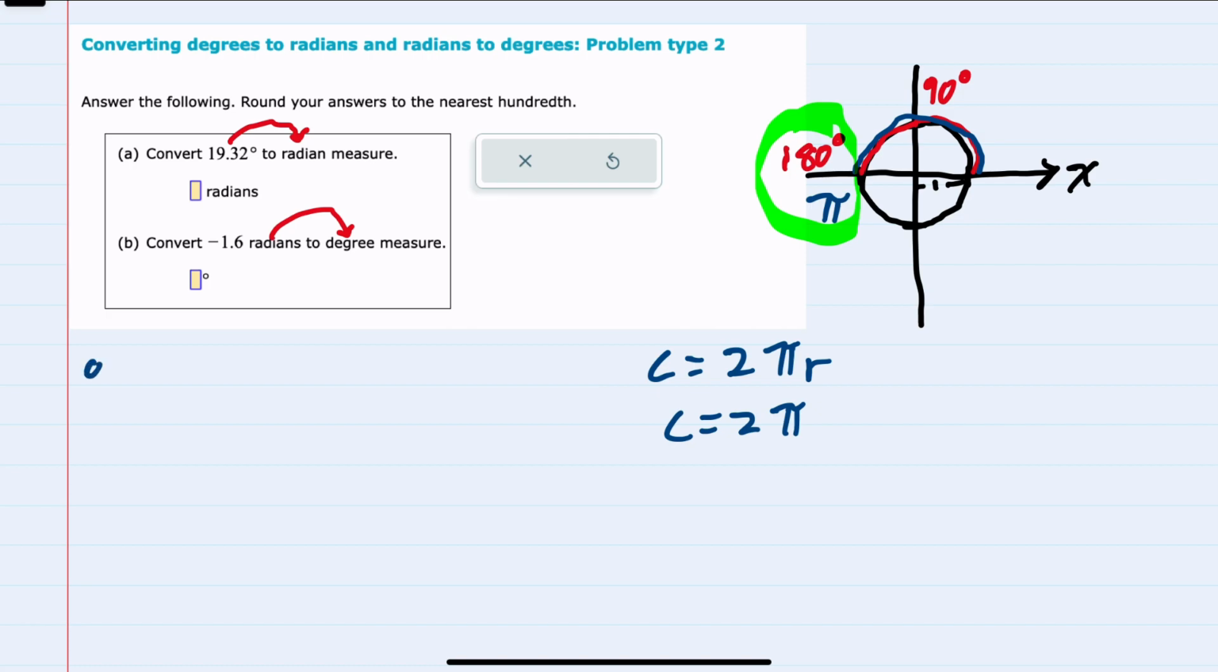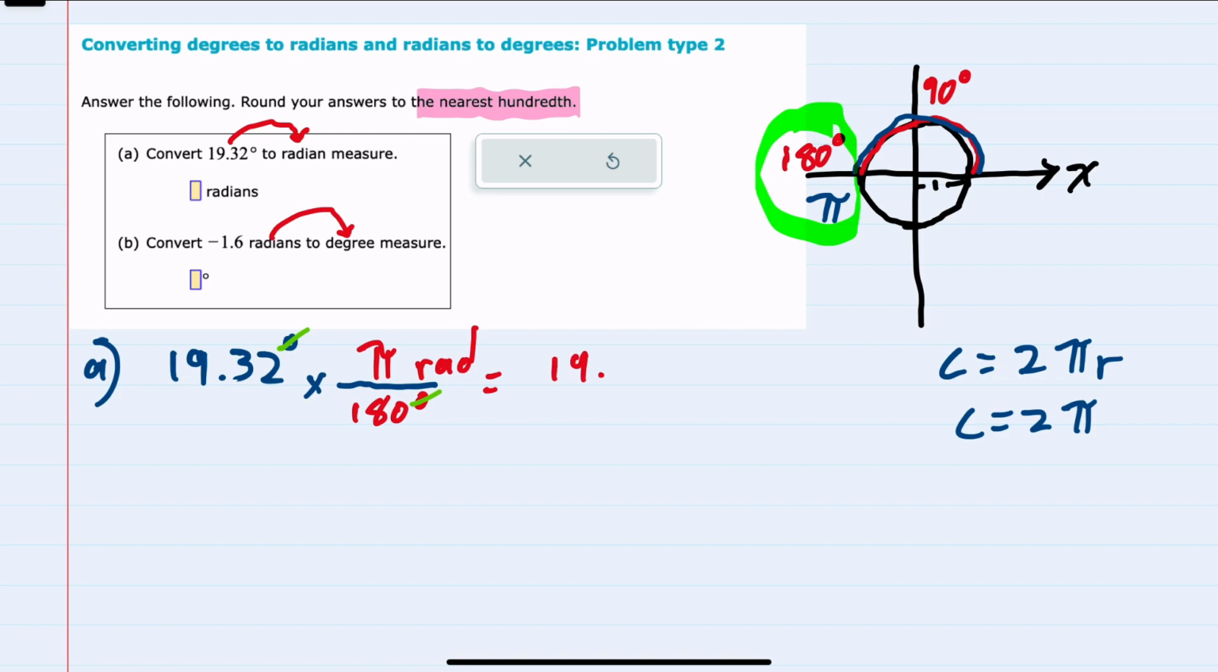And so therefore, for our first example, 19.32 degrees, we can multiply by our conversion factor. We want to cancel degrees and end up with radians. So I'll put the 180 degrees in the denominator, and then pi radians in the numerator. Since pi radians and 180 degrees are the same, we're essentially multiplying by 1. And our numerator units of degrees and denominator units of degrees will cancel.